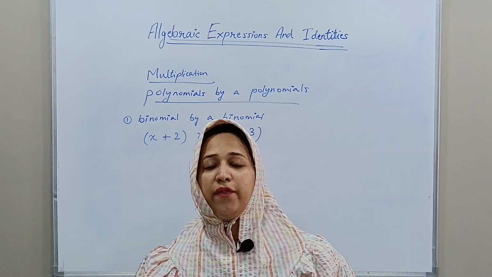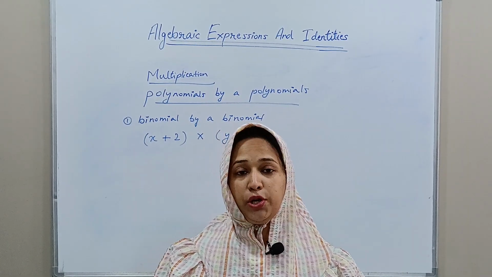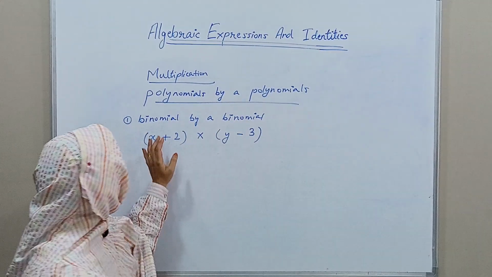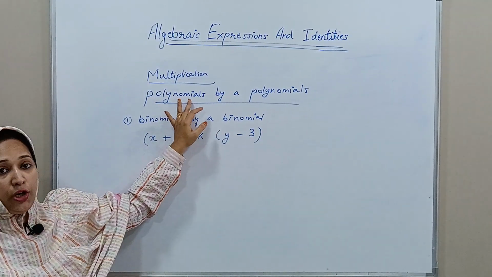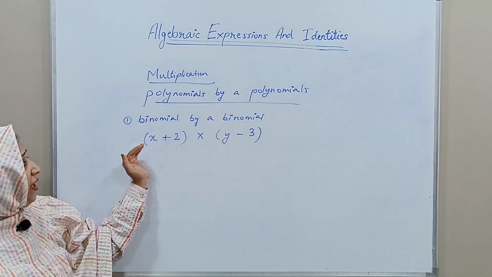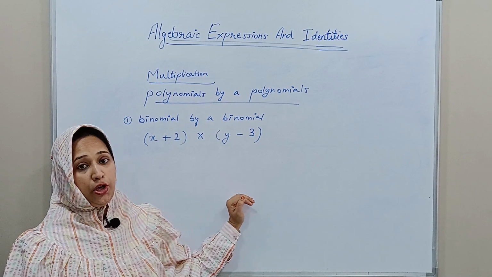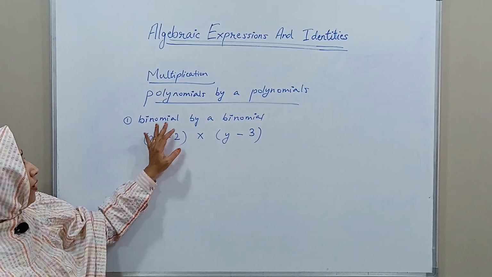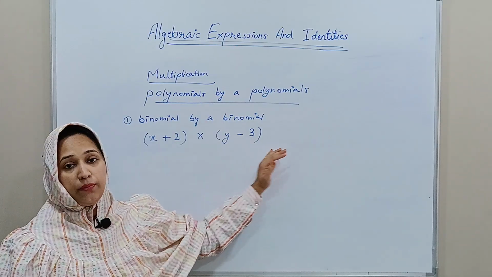In this video, I will be explaining how to multiply polynomials by a polynomial. To start with, let us first learn how to multiply a binomial by a binomial. Now, a binomial is also a polynomial. What is the definition of a polynomial? Any expression with two or more terms is called a polynomial. So, a binomial is an expression with two terms. Here let us understand how to multiply a binomial by a binomial.